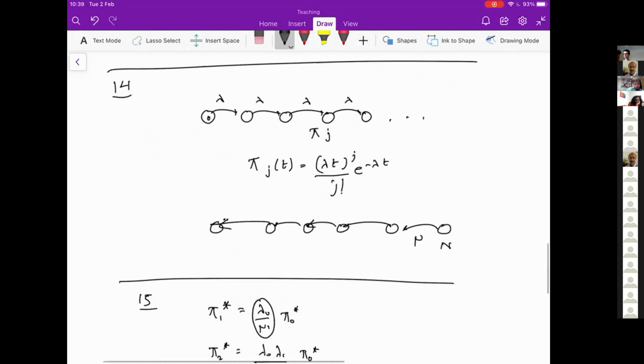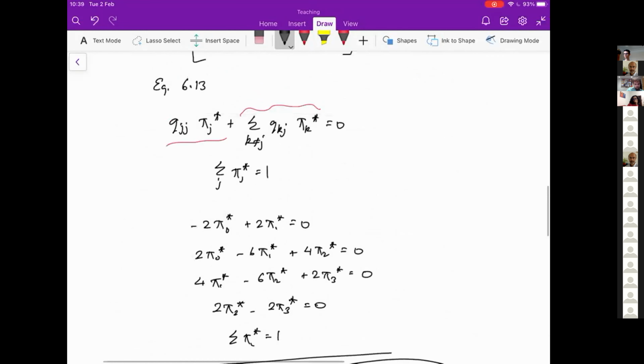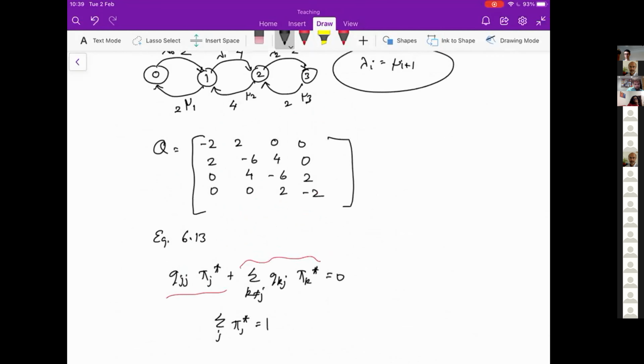Right? And in fact, that's exactly what we saw earlier. Pi I star is 0.25. And so we just got it two different ways. One is solving the full Q matrix, and the other one is just saying, well, I don't really need to look at the Q matrix if I know it's a birth-death process, because I can just use equation 630 essentially to do it.